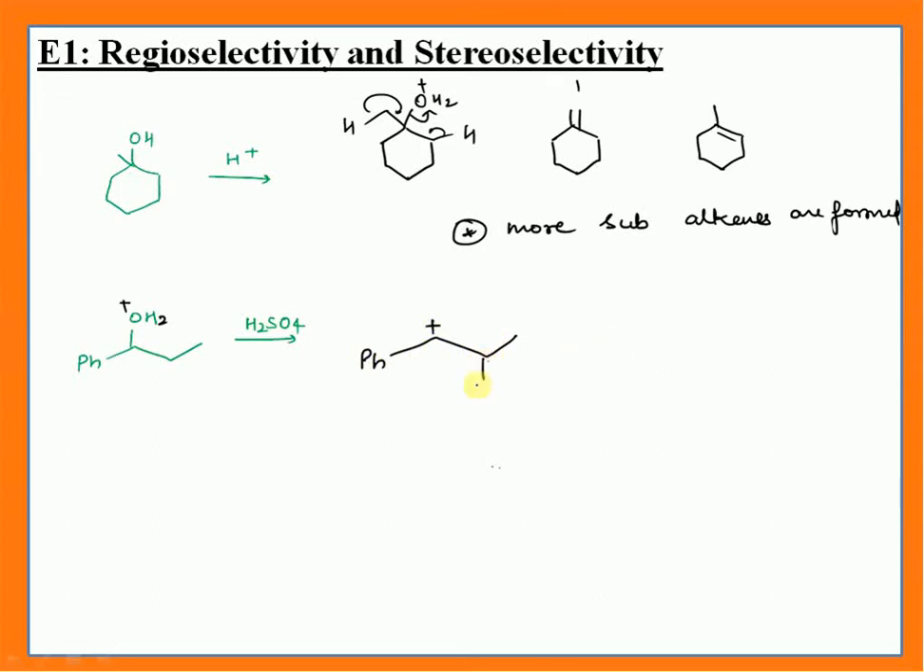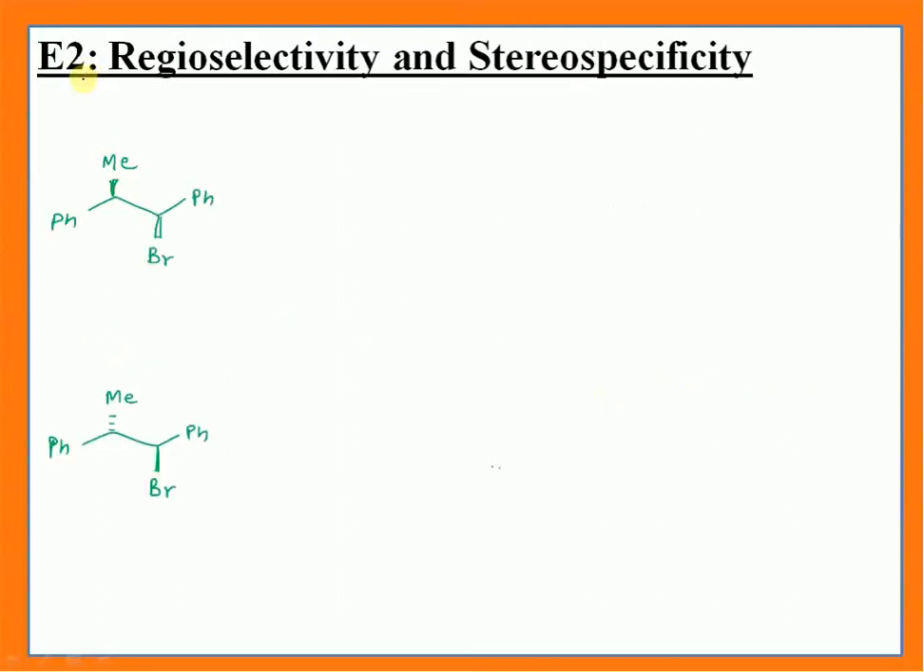So this carbon-carbon bond can rotate, and you have two possibilities: after removal of this proton, you will get a trans alkene or a cis alkene. So always remember, trans alkenes are the major product. They are more stable. Regioselectivity and stereospecificity in E2 eliminations.